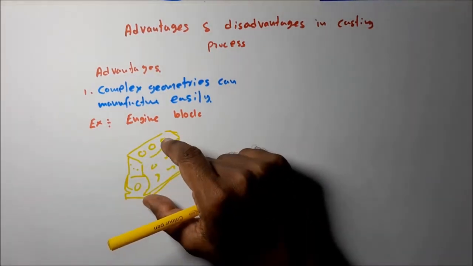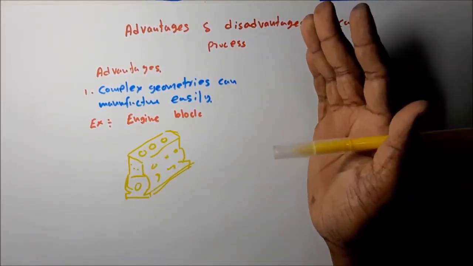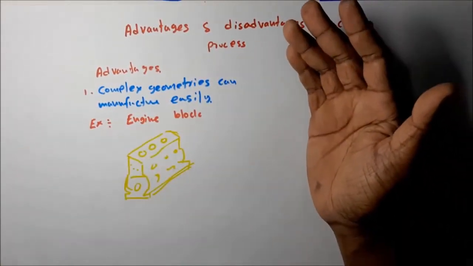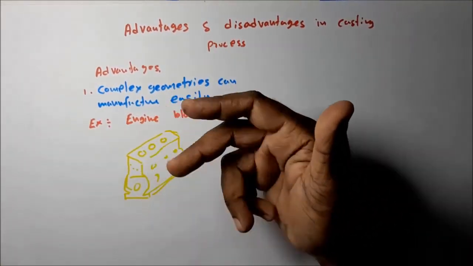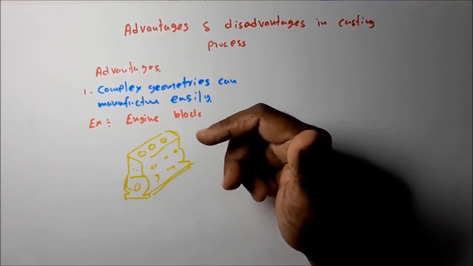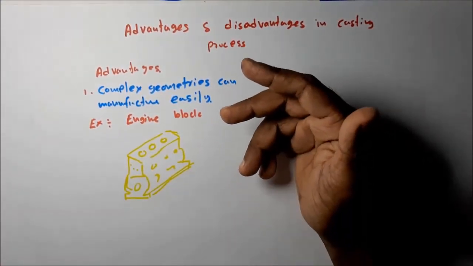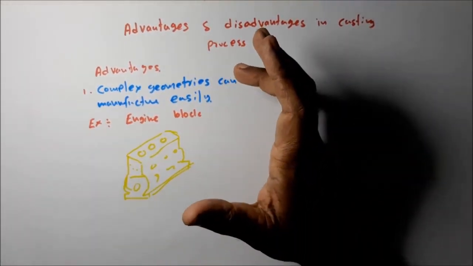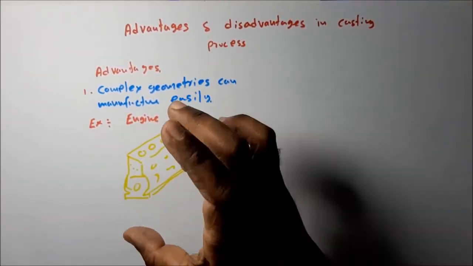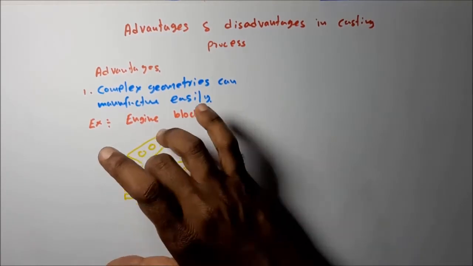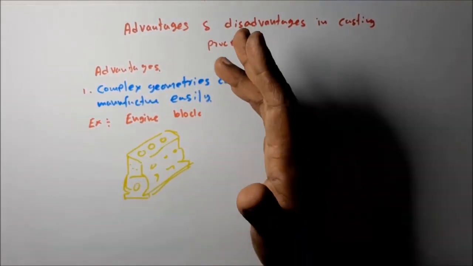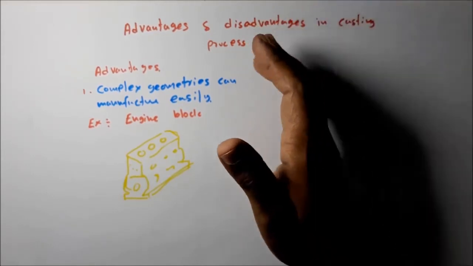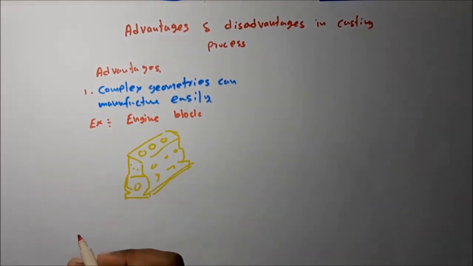Think how difficult it is to manufacture using machining operations. It takes longer time to manufacture these different complex geometries, and specific machine tools have to be used to generate this kind of complex geometries. But in metal casting operations, we can easily manufacture this kind of complex geometries at a higher production rate, and also with minimum wastage of material. That is one of the main advantages in metal casting operations.